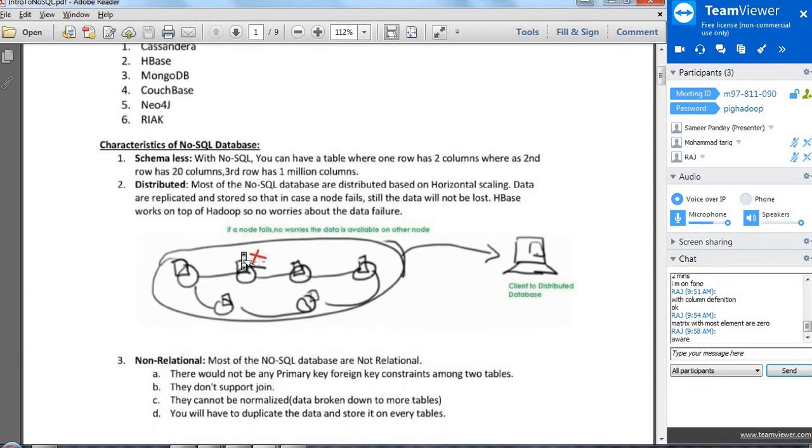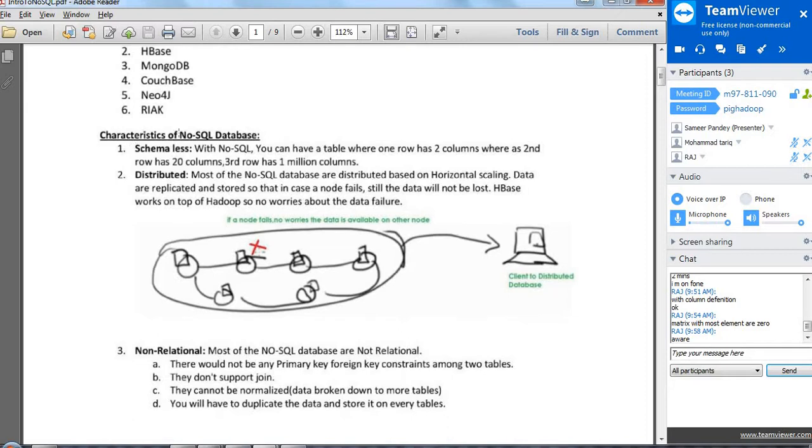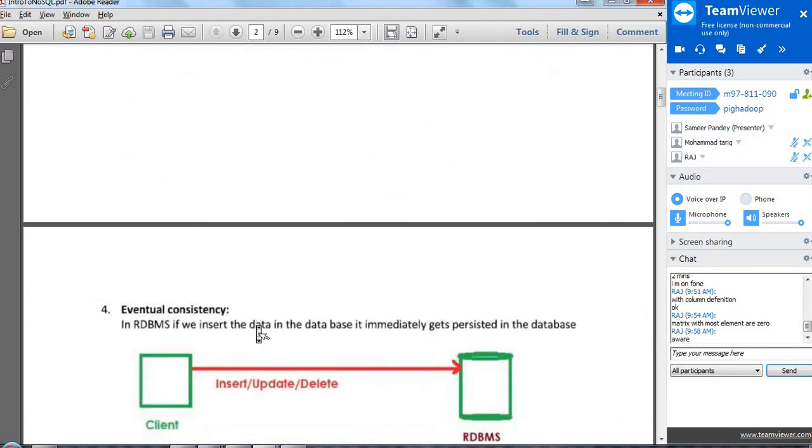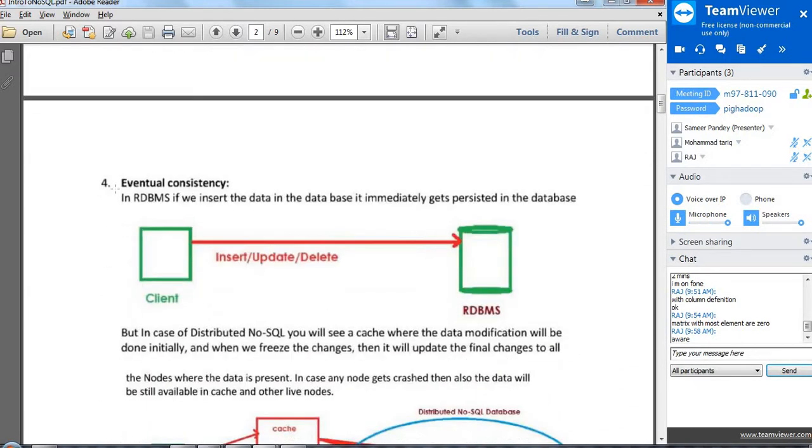So what is just overall, at a high level, what we learn? It's schema-less, no definition. It's distributed. It's non-relational, no relation between the two tables. And the next one is consistency, eventual consistency. What does it mean? What is consistency?